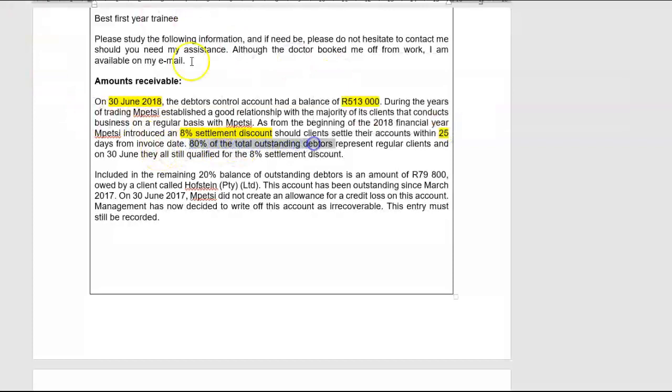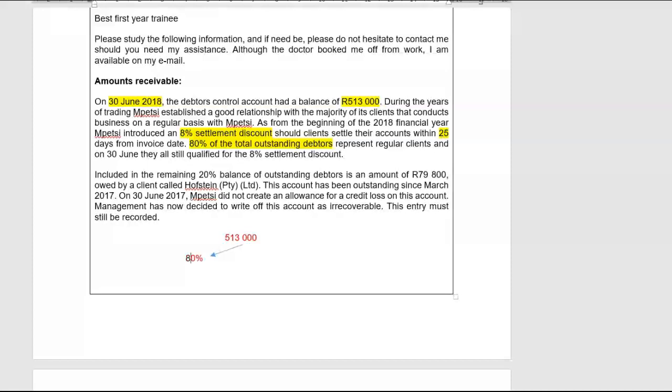80% of the total outstanding debtors represent regular clients, and on 30 June, they all still qualified for the 8% settlement discount. Now let's write it down for ourselves so that we don't forget about that. We said we had at year end a total amount of debtors of 513,000. Then we said, well, included in that amount is 80% of them.